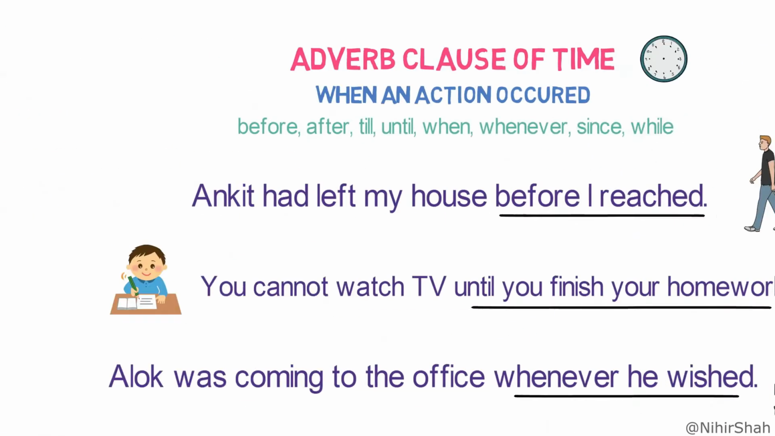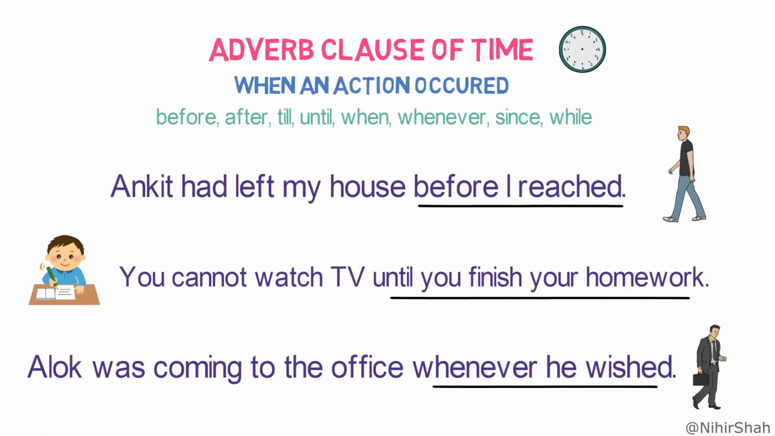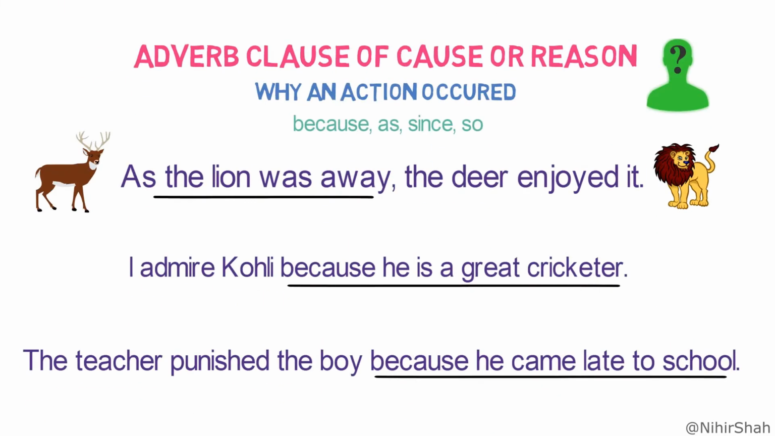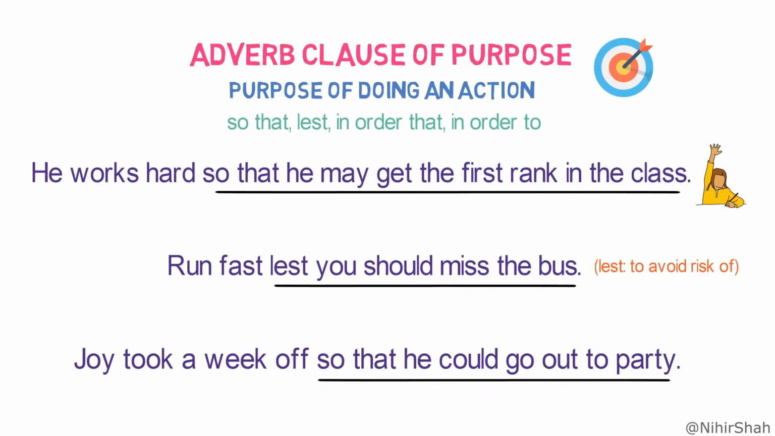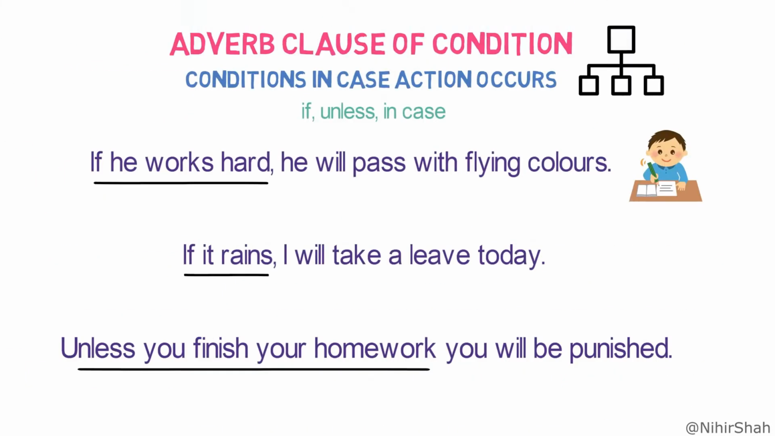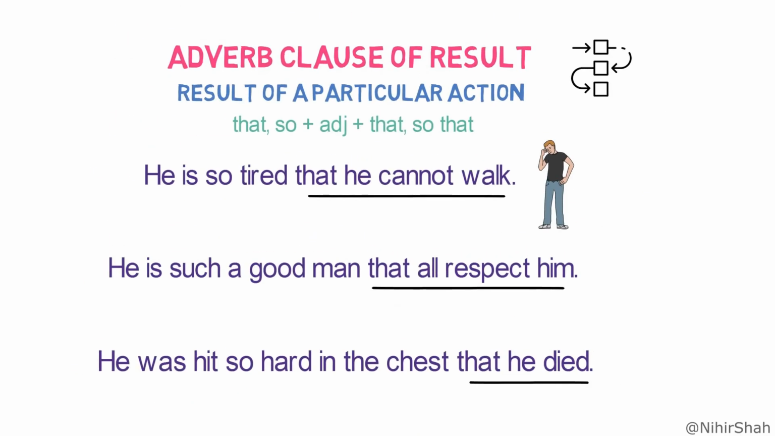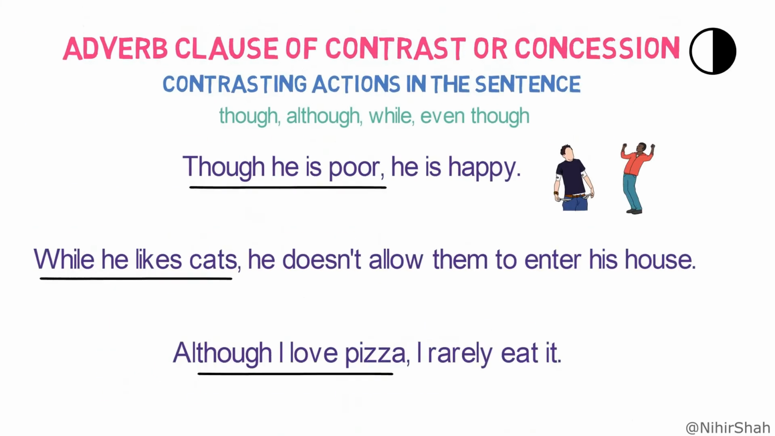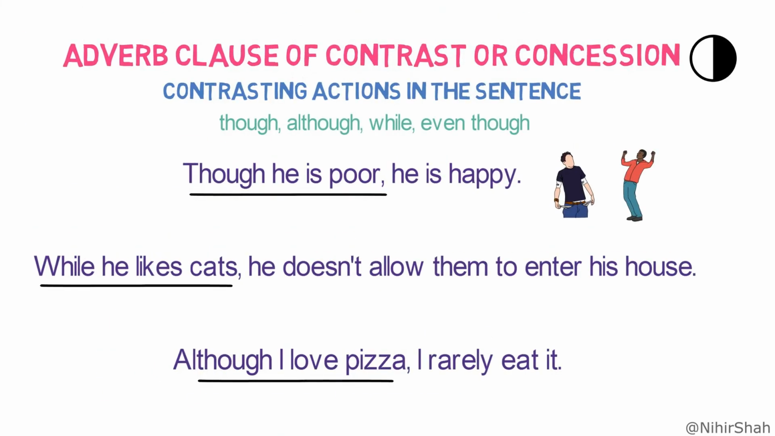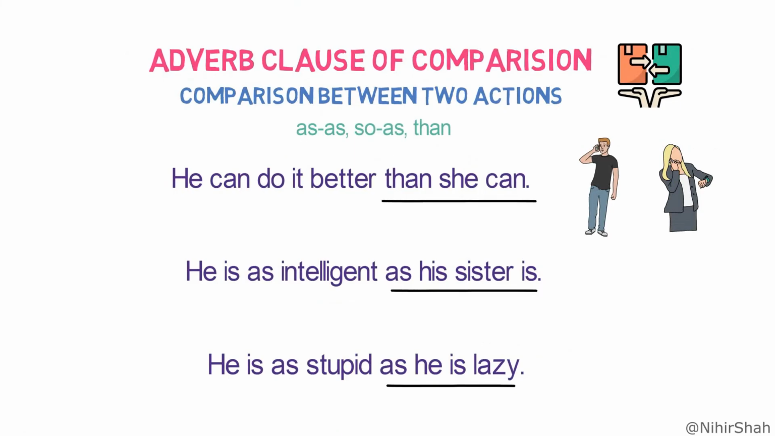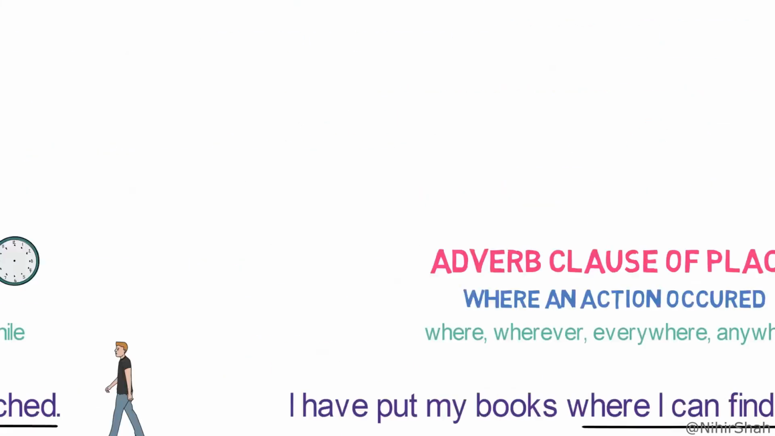The clauses are: number 1, adverb clause of time. Number 2, adverb clause of place. Number 3, adverb clause of cause or reason. Number 4, adverb clause of purpose. Number 5, adverb clause of condition. Number 6, adverb clause of result. Number 7, adverb clause of contrast or concession. Number 8, adverb clause of manner. And number 9, adverb clause of comparison.